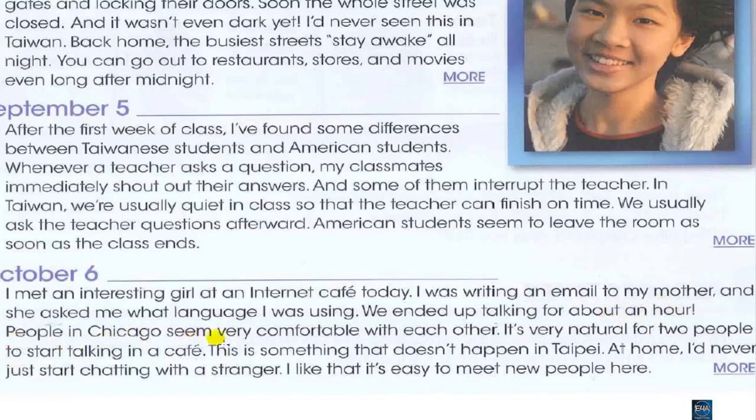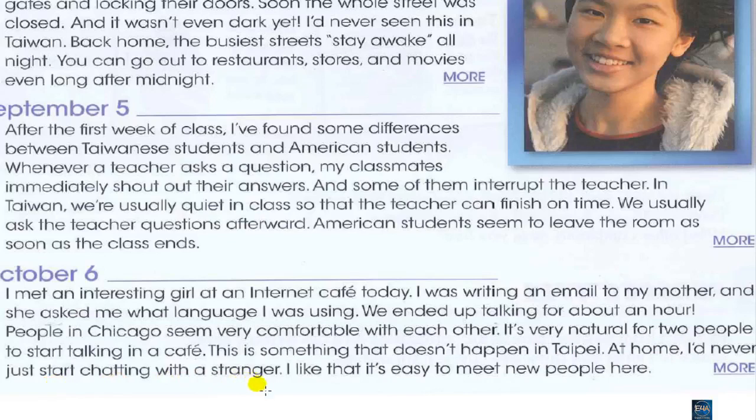People in Chicago seem very comfortable with each other. Comfortable. It's very natural for two people to start talking in a cafe. So people can talk in a cafe, although they don't know each other. This is something that doesn't happen in Taipei. So in Taipei, in Taiwan, it doesn't happen that way. At home, in Taiwan, I'd never just start chatting with a stranger. I can't start speaking with a stranger.